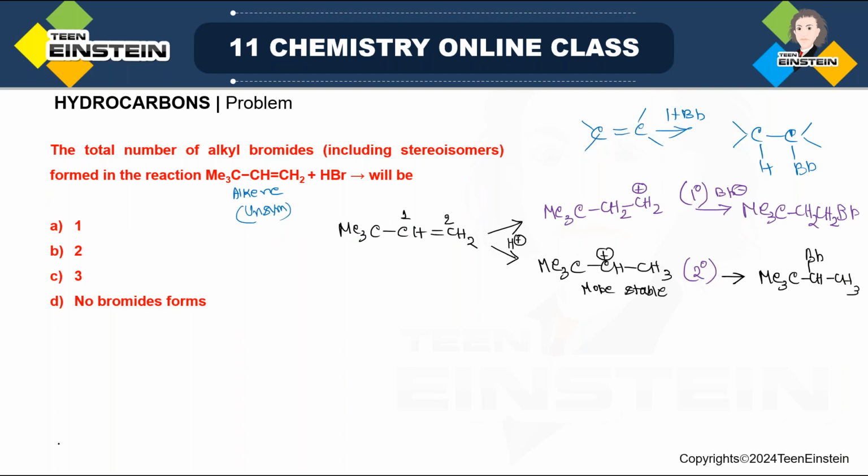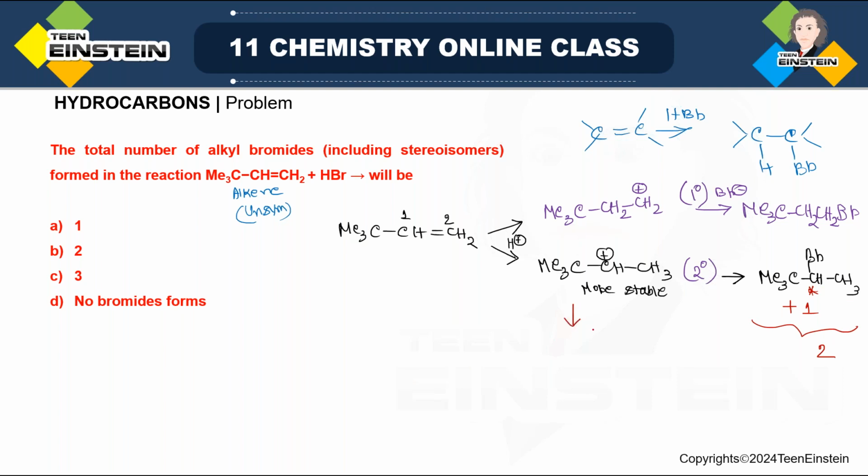Now just check whether there is any chiral center or not. Yes, there is a chiral center. This is the chiral center, isn't it? Because 4 different groups are attached to the carbon: H, Me3C, Br and methyl. So it will have one more isomer, an enantiomer. If it is R, the other one will be S or vice versa. So from this you will get a total of 2 products.